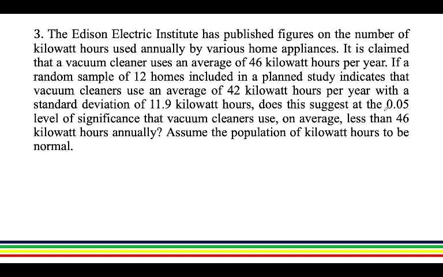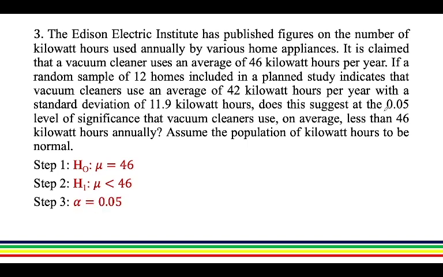Now let's follow the steps that I have just stated earlier. The first thing to do is to set the hypothesis. Our null hypothesis is that mu is equivalent to 46, while our alternative hypothesis is that mu is less than 46. Mu here is what we call the population mean. The next thing here is that our level of significance is equivalent to 0.05.